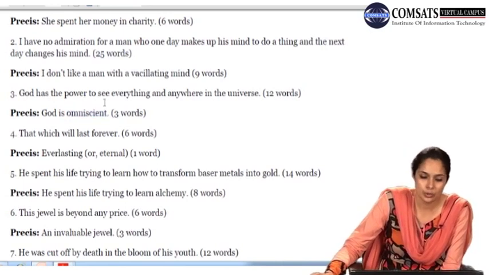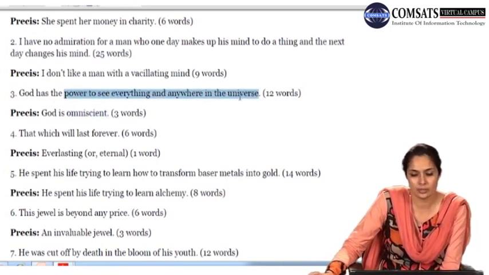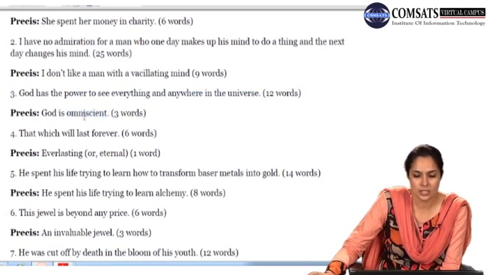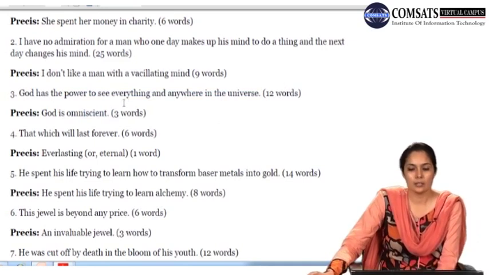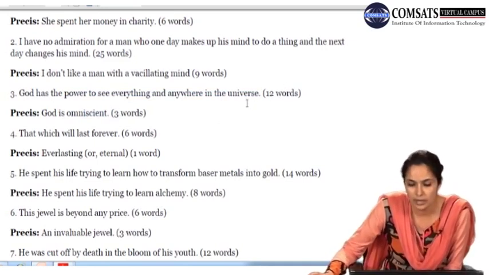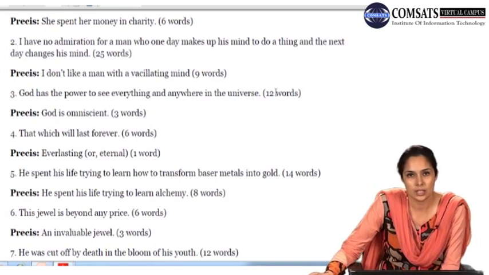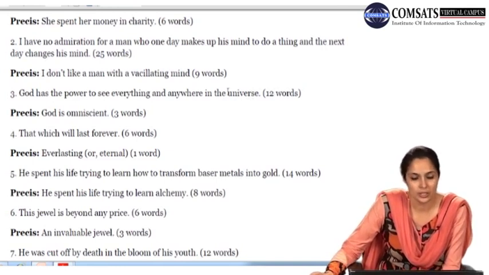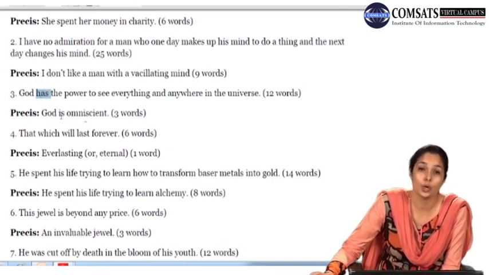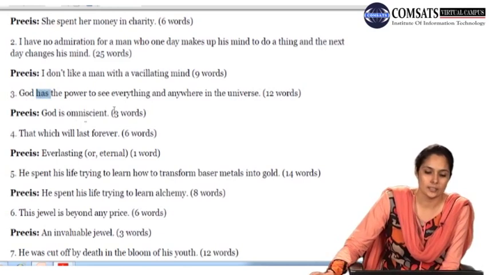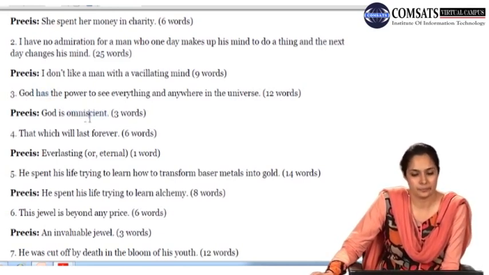Omniscient. So हमने इस पूरे को "power to see everything and anywhere in the universe" change कर दिया है. Omniscient. God is omniscient. 12 words को हमने 3 में change कर दिया. That is exactly what it should have been. Divide करें आप 3 को 12 के साथ तो वो 4 words बनते हैं, लेकिन इस पे एक वर्ड और भी कम हो गया बिकॉज हैज़ से हमने चेंज करके इसको कर दिया. गॉड इज़ omniscient as it is a noun.